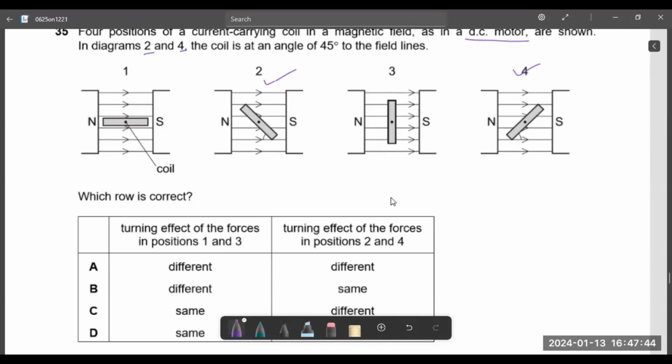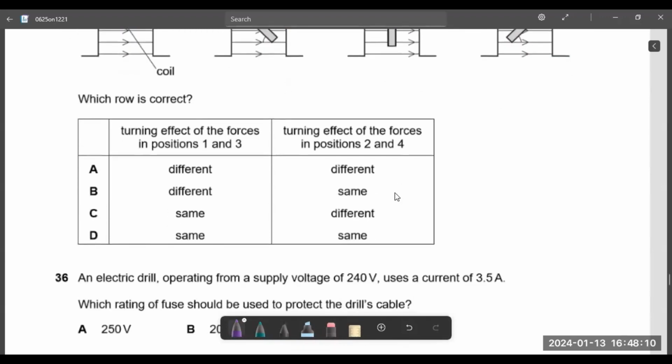Perpendicular orientation maximizes the torque and is optimal for producing rotational motion, while parallel orientation minimizes the torque leading to no rotation. So for 1 and 2, 1 and 3, the turning effect of forces is different. But here it is at 45 degree in different directions, but the turning effect is the same. So here the right choice is B.